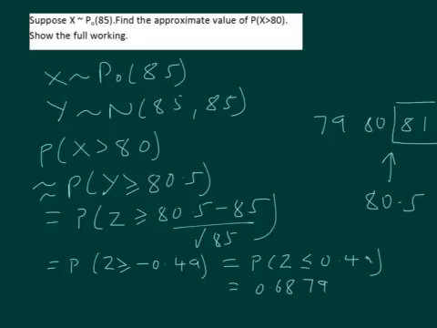And finally, just to reiterate that the continuity correction is always going to be used when we're going from a discrete distribution to a continuous distribution. So if we're going from binomial or we're going from Poisson to a normal, if we're going to the normal, we always need this continuity correction.